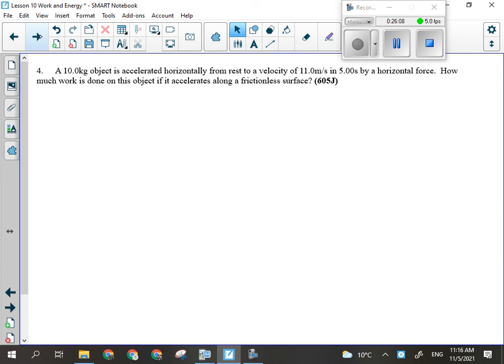See if you guys can do this one. There's two ways to do it. A short way and a slightly longer way. The quickest way to do this one is that work is a change in mechanical energy. What kind of energy is changing here? Just kinetic. It's not moving up or down.